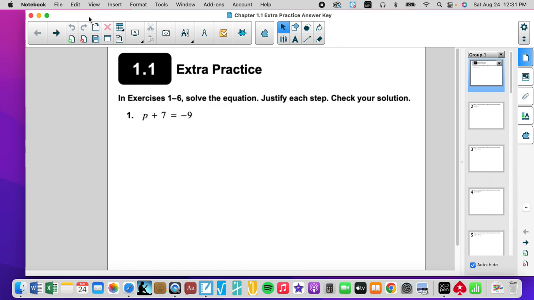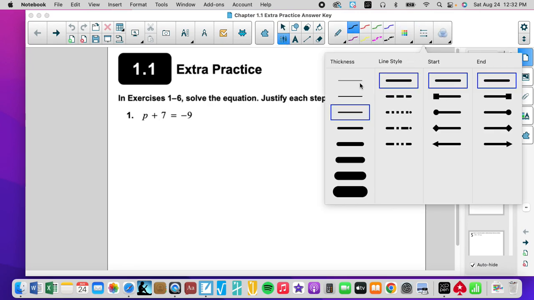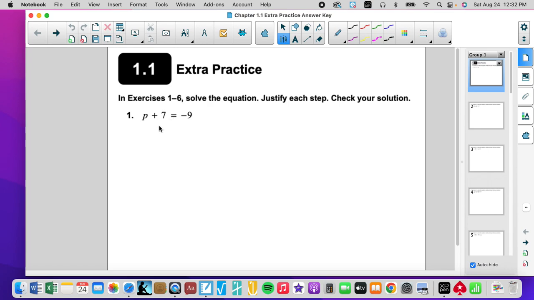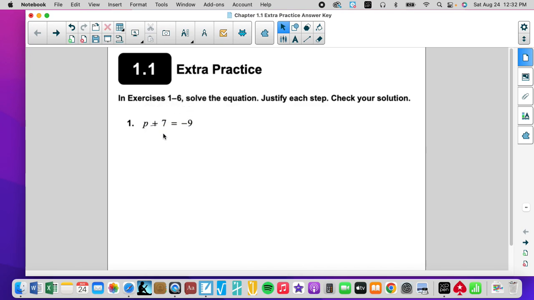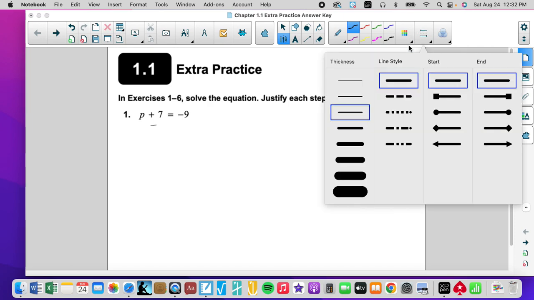So we are going to isolate the variable. We want to get this variable by itself. And the way we do that is we're going to use the inverse operation. So a question we ask oftentimes is what's happening to the variable? What's happening to the variable right here is 7 is being added to it. So we do the inverse of adding 7, which is subtracting 7.